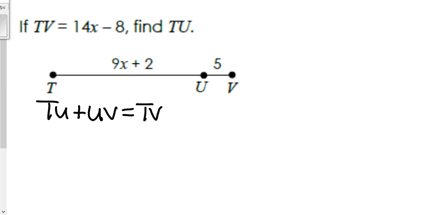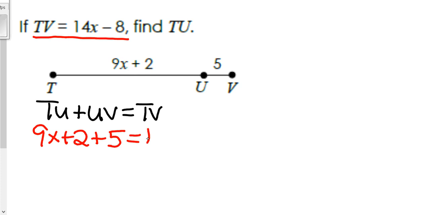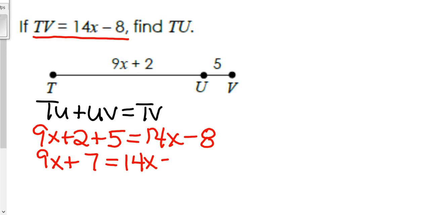So now we're going to substitute. TU is 9x plus 2, plus UV is 5, equals our given information TV, 14x minus 8. Now we're going to combine our like terms. On the left-hand side, we got 9x plus 7 equals 14x minus 8.